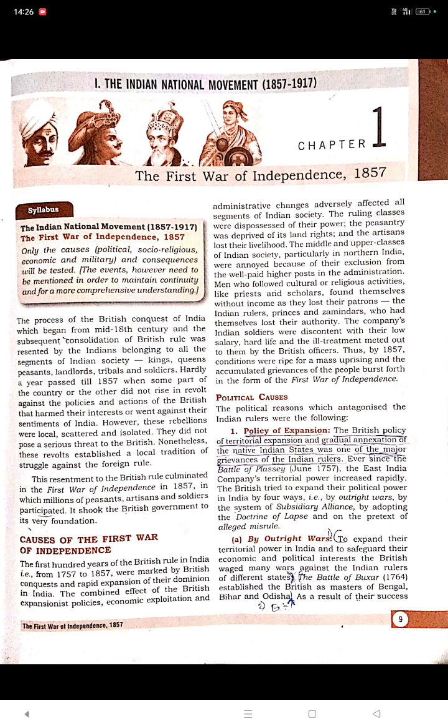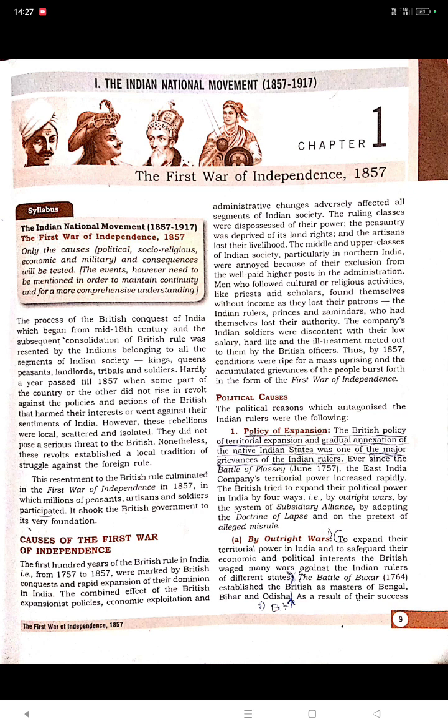To expand their territorial power in India and to safeguard their economic and political interests, the British waged many wars against the Indian rulers of different states.